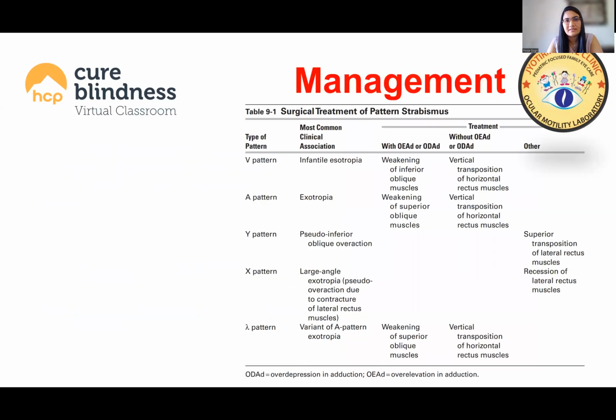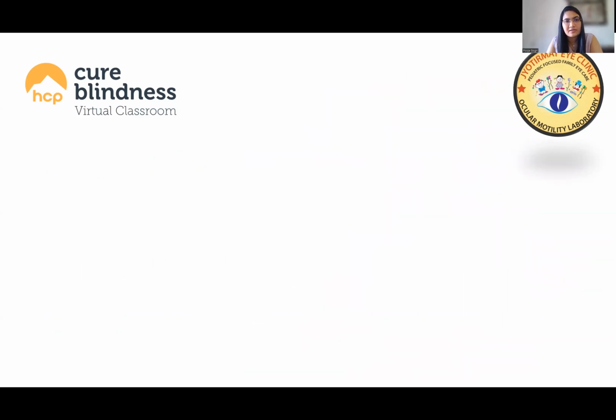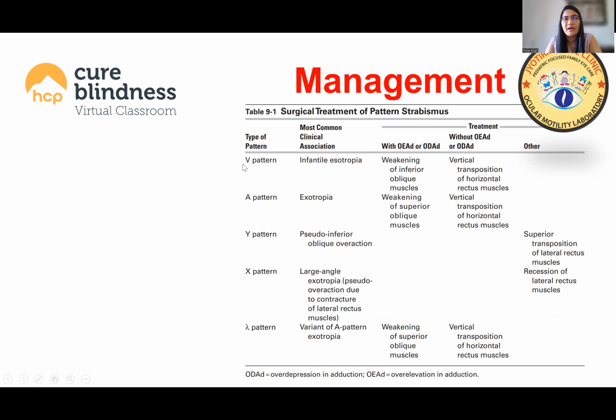How do we manage these cases? This is an excellent diagram or table which is adopted from AAO series again, which you all have with yourselves. And what I want you all to see is if we have a V pattern strabismus with over elevation in adduction, you have to weaken the inferior oblique muscle. But if you do not have an over elevation in adduction, then you would prefer to transpose the horizontal recti muscles so that you correct the pattern. We will come to how we transpose these horizontal recti to correct the pattern shortly.